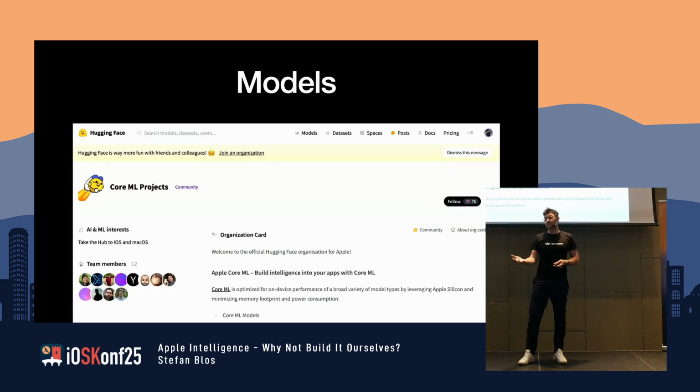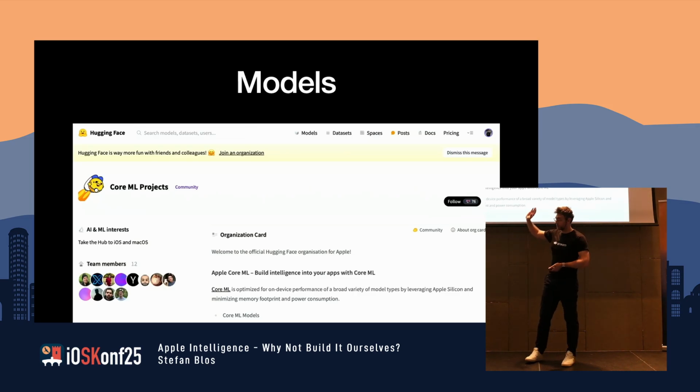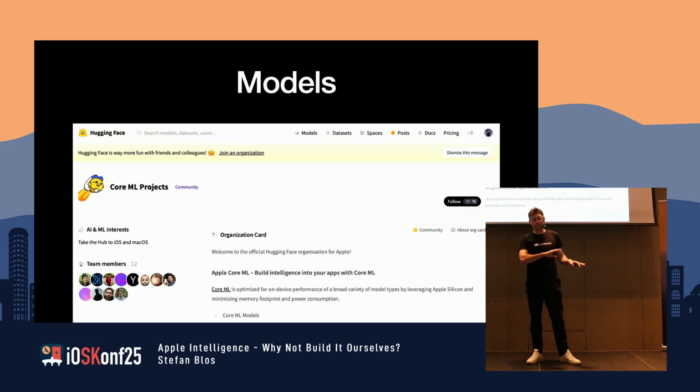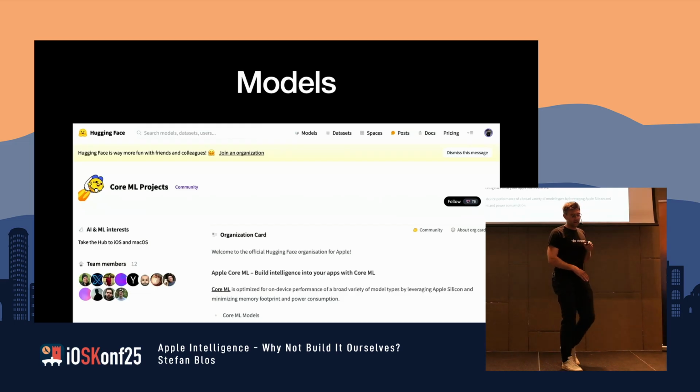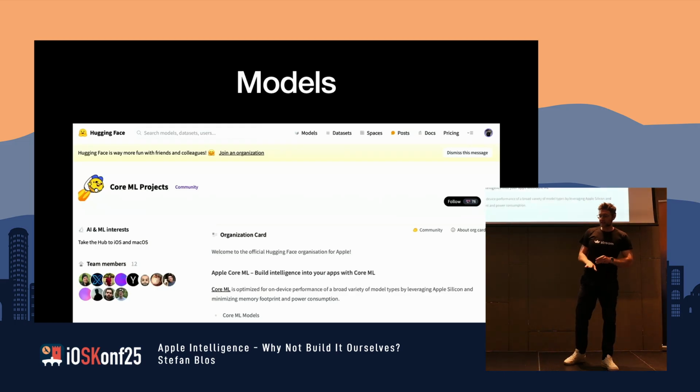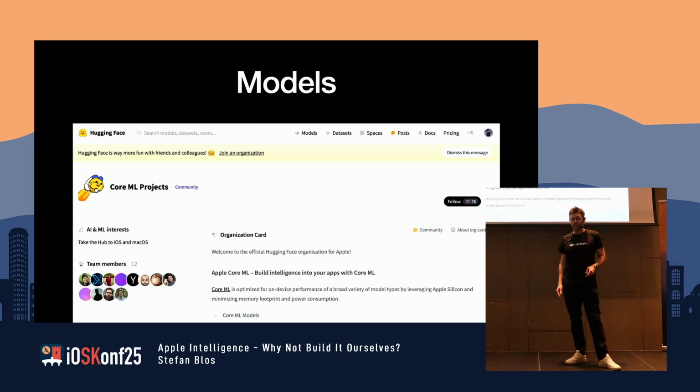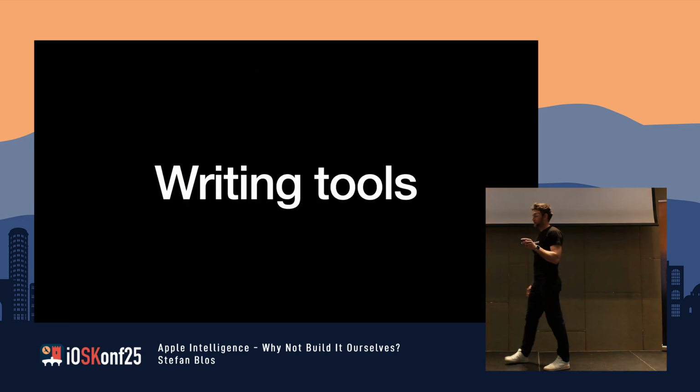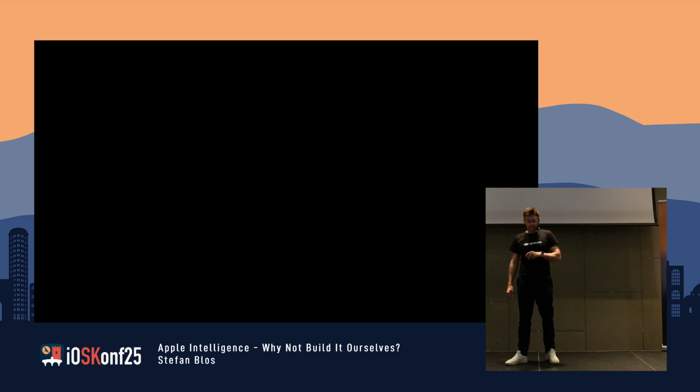And also, like I mentioned before, there is the Hugging Face Hub, which gives us models to use. And if you can see this, there is even a community called CoreML projects. These are models that have already been optimized to run on Apple's platforms. So it's great to have tools like this, and we can really leverage that and don't have to do everything from scratch. So let's get started with doing the writing tools then.